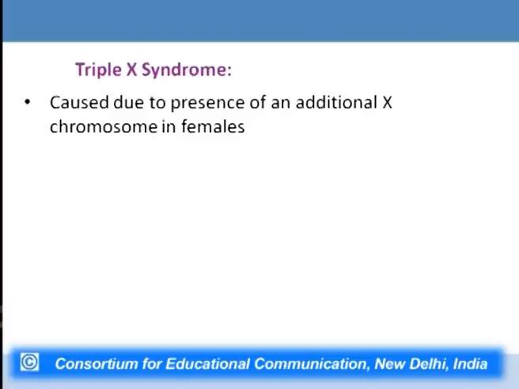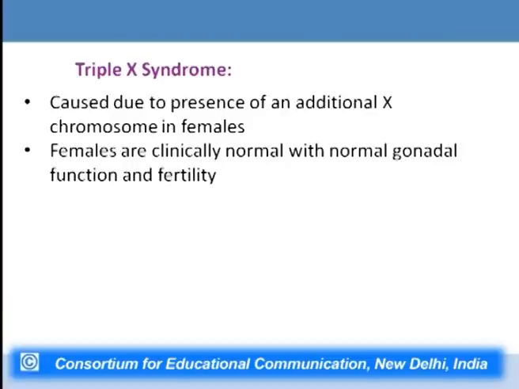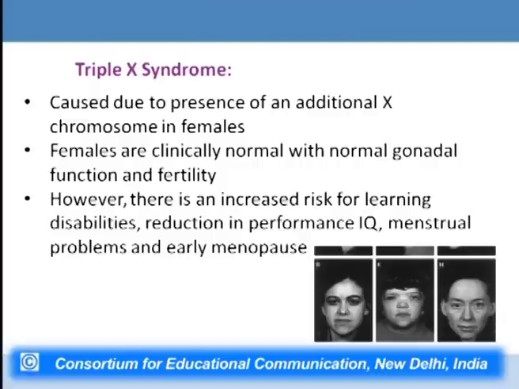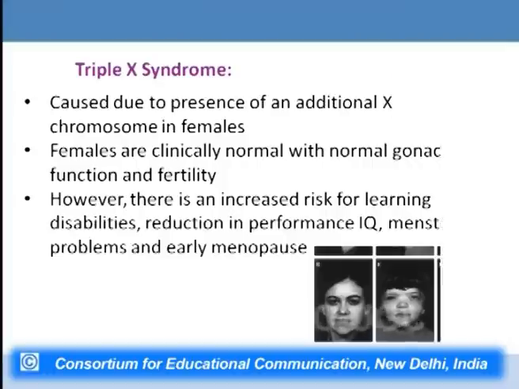Now, there is another syndrome which is known as triple X syndrome, which is caused due to the presence of an additional X chromosome in females. The females are clinically normal and they are fertile, but there is an increased risk of learning disability, reduction in performance IQ, menstrual problems and early menopause in such females. These panels show pictures of females suffering from triple X syndrome.